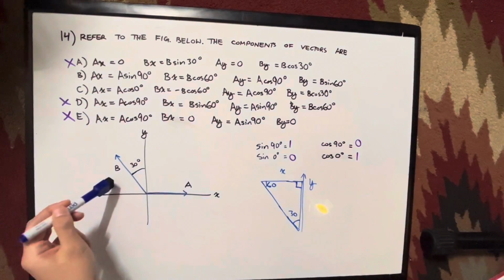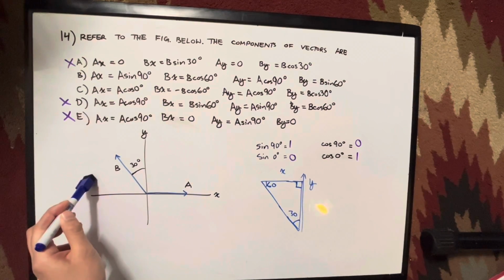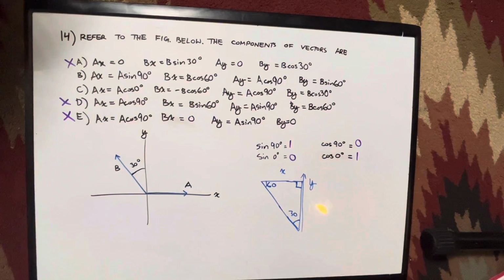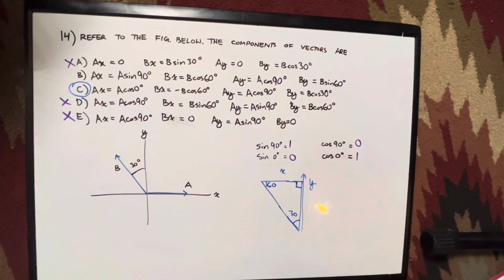However, what we already know is that our B vector is going in a negative direction in quadrant 2, and the only option with a negative bx value is C. So the answer would be C. And that concludes 14 and our final problem for this video.